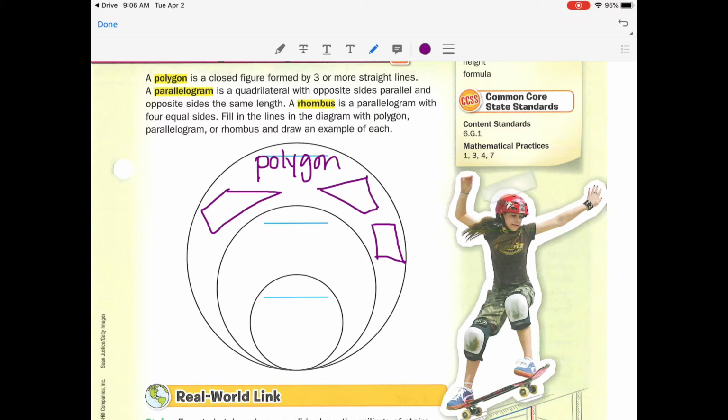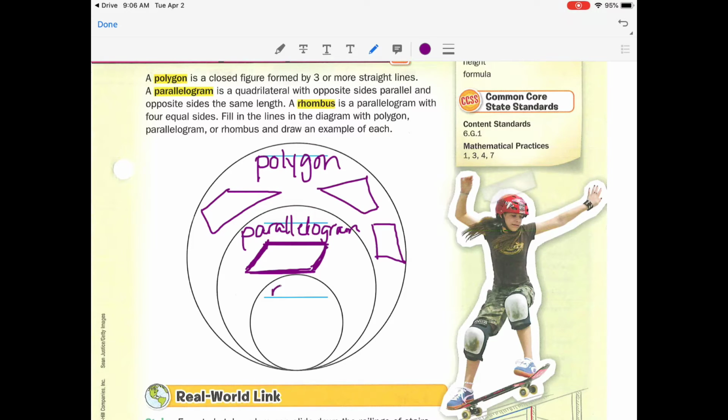The next one is a parallelogram, and I want you to go ahead and write that right here. Okay, and a parallelogram is a quadrilateral, which means four sides with opposite sides parallel and opposite sides the same length. So, for example, this is what a parallelogram could look like. And I'm going to try my best to make sure that they are all even. So you see that this side right here is parallel and the same length as this side. And then you're going to see that this side right here is the same length and parallel to that side.